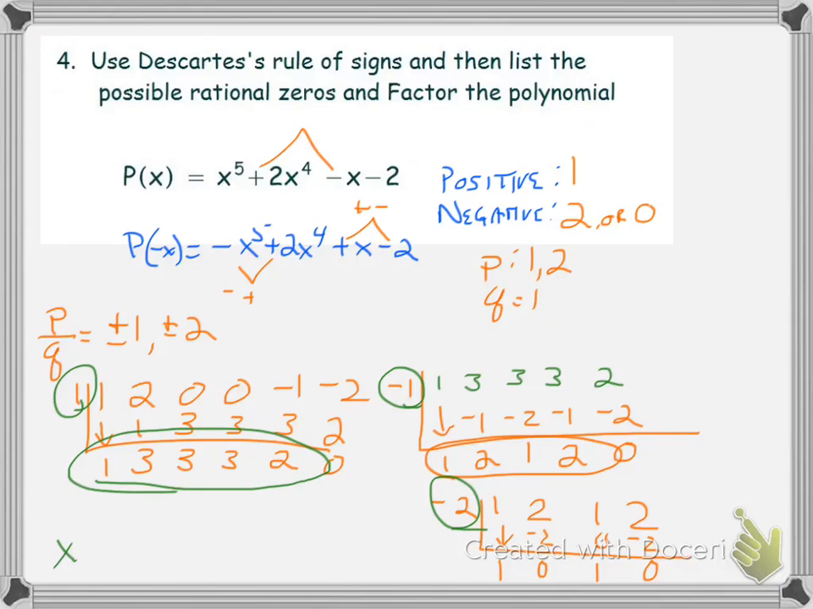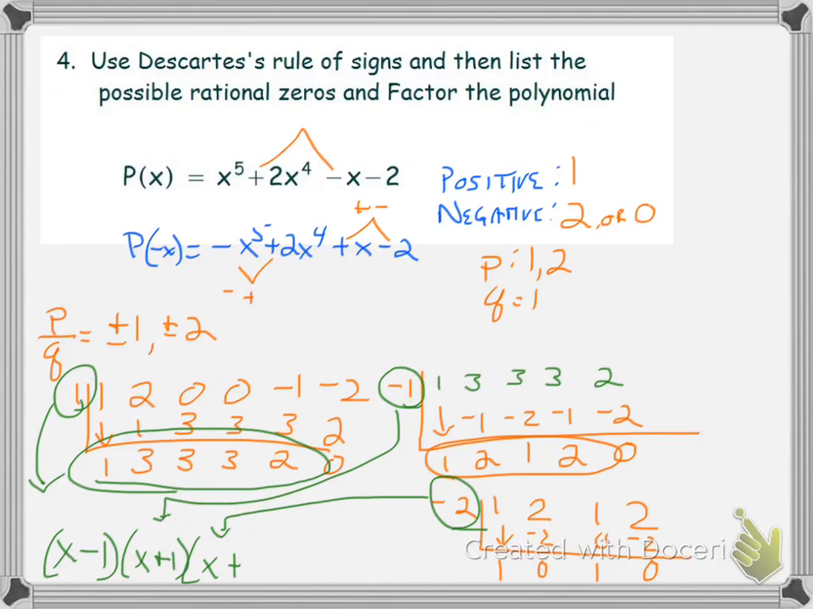So when I write it in factored form, I have x minus 1 from that one. I have x plus 1. I have x plus 2. And then what's left is x squared plus 1. That's my quadratic that was left. So that's where that comes from. And because I can't factor that any further, that's the factored form, and I'm finished.